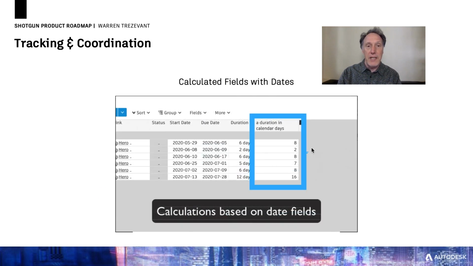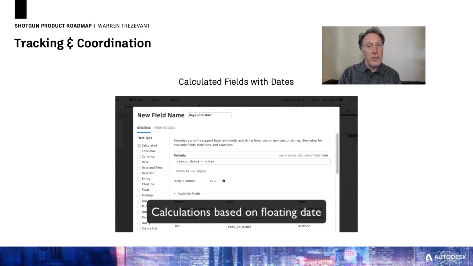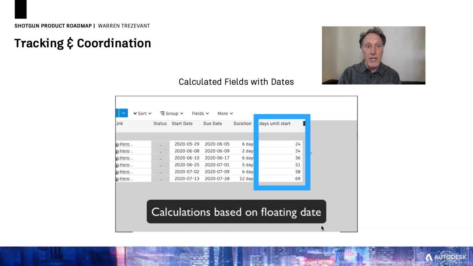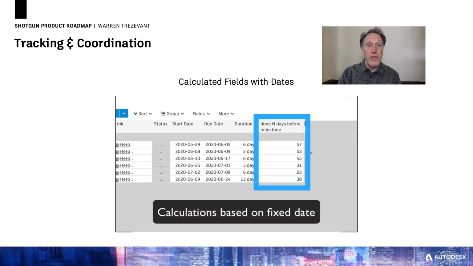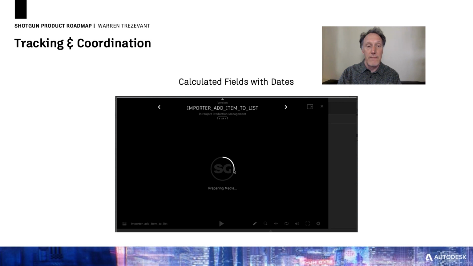We've also expanded the capability of calculated fields to include dates and date fields, so producers are no longer limited to only start and due dates, but can now do things like calculate a duration between 2 dates.